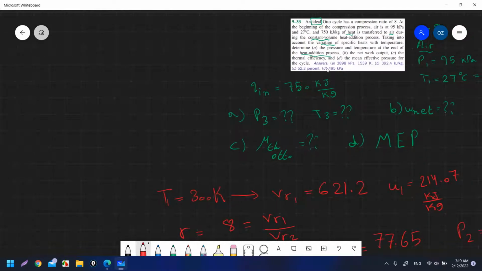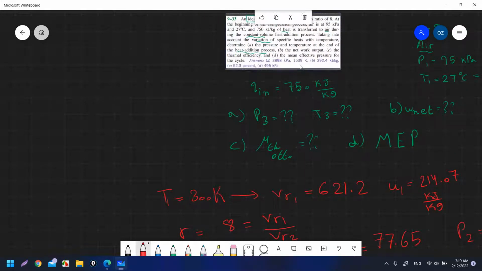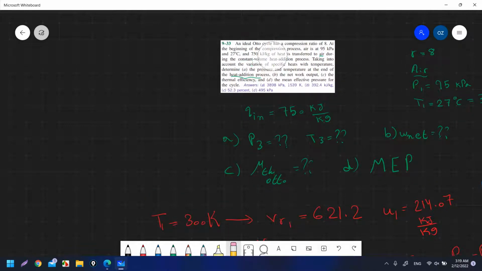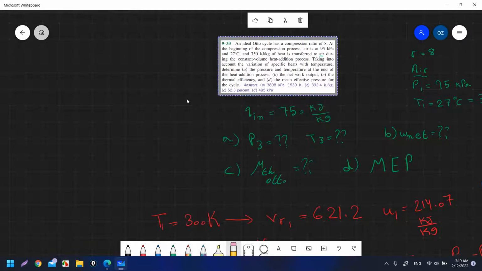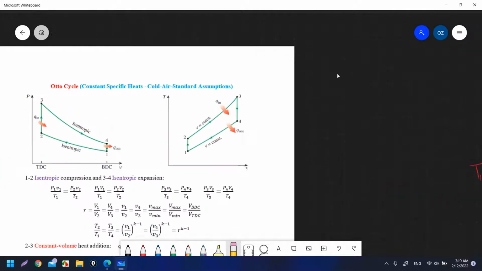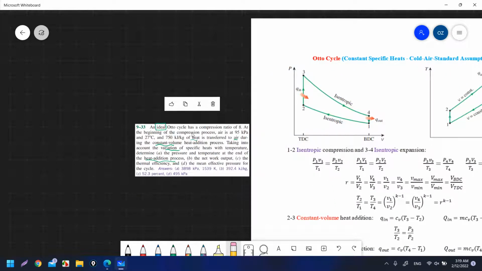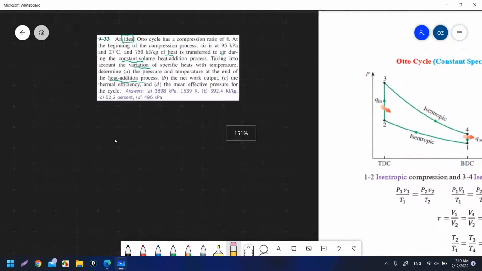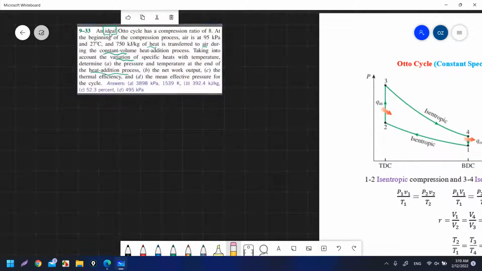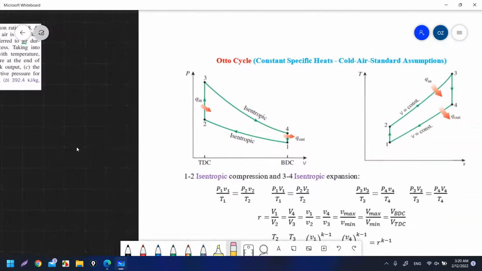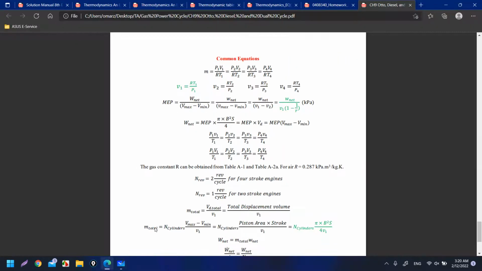So I will copy this photo. Okay, let's remove this green. I will copy this photo, and I will put it here with the constant specific heat Otto cycle. Okay, it is better for me. What is the difference between the Otto cycle in constant specific heat and in variable specific heat?